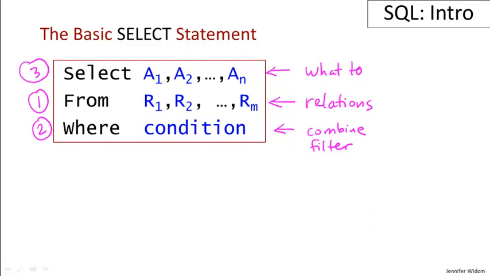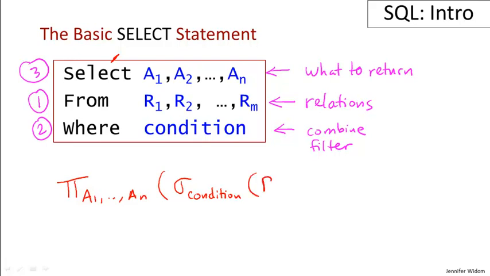Now, if you're familiar with relational algebra, this expression here, the SQL query, is equivalent to the relational algebra expression that you project the set of attributes A1 through AN, and then you select, and by the way, it's different from this select here. In fact, this selection corresponds to the where. You select the condition on the cross product of the relations that are listed in the from clause. So that's the equivalent in relational algebra.